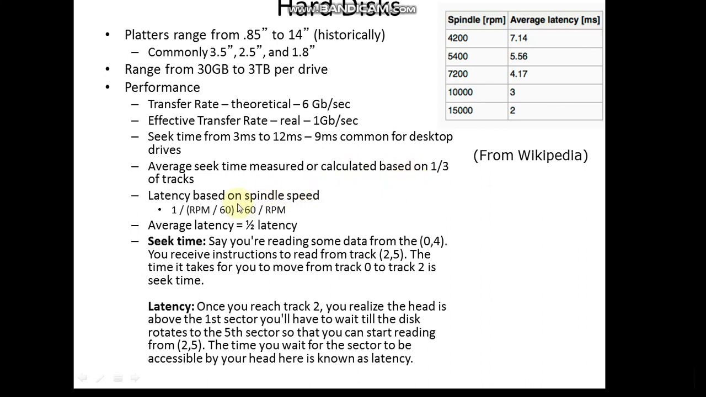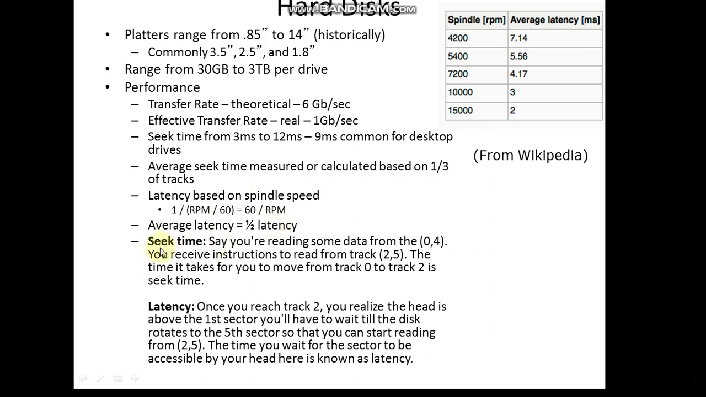Latency is based on the spindle speed, that is the rod-like structure present in the center that moves. So latency is based on that. How do you calculate it? It is 1 divided by rpm by 60. RPM is rotations per minute, so we are converting it into seconds. So the rotations per minute is taken to the denominator, and 60 comes on the top. So average latency is half of the latency.